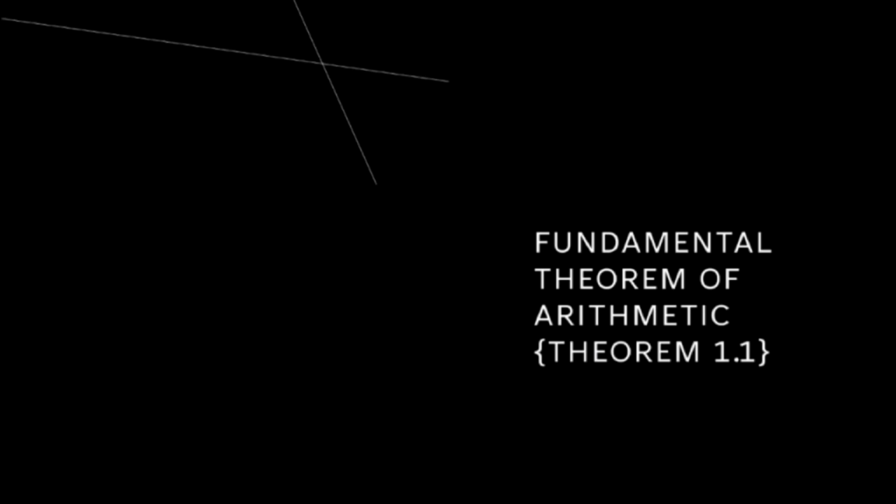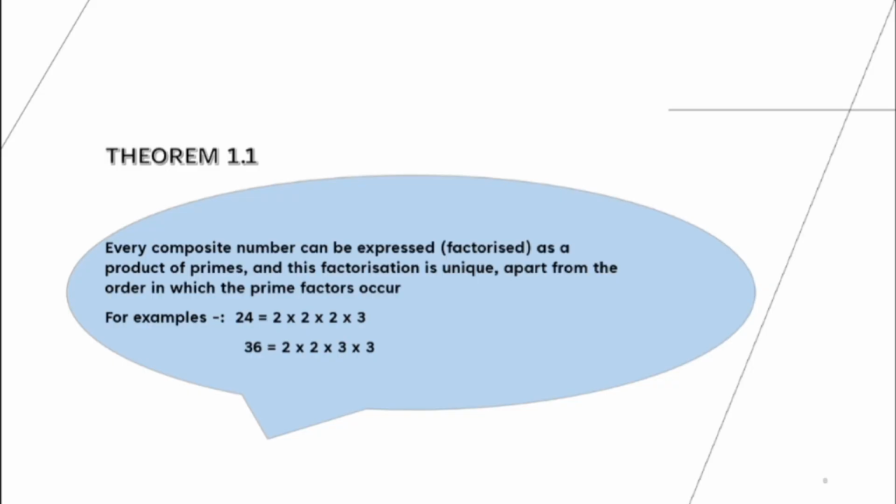The fundamental theorem of arithmetic says every composite number can be expressed as a product of primes, and this factorization is unique apart from the order in which the prime factors occur. This means, first of all, you need to understand what we mean by a composite number.